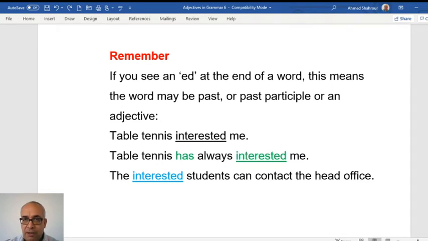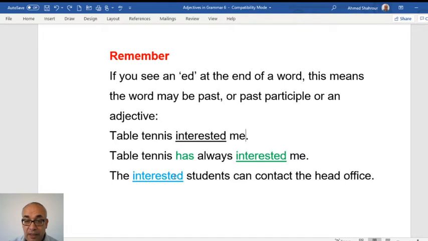So has interested is one verb in this sentence, and this verb has two words because present perfect has two words all the time, and interested is the past participle of interest. So has interested is the verb, and it is present perfect. This verb is present perfect.